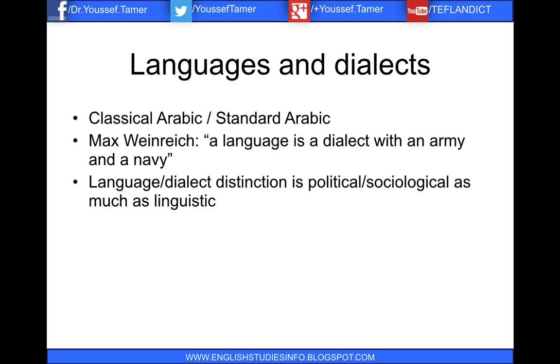But, as we're going to see, these two concepts or criteria are not enough. They are relative. They can't alone help to make the distinction between a language and a dialect clear. And usually, this distinction has some sociological, political, sociopolitical reasons, apart from mutual intelligibility and literary heritage. And we will see how.